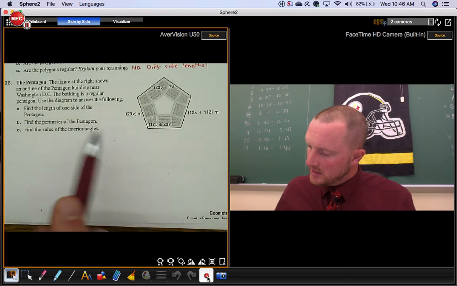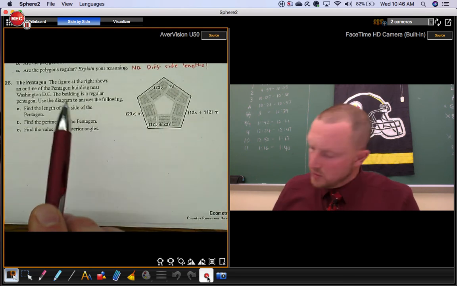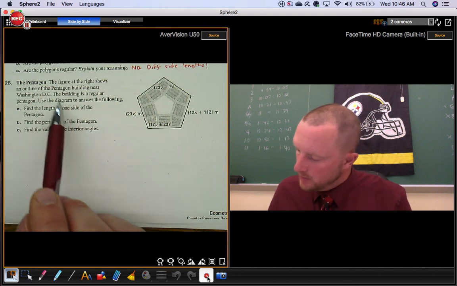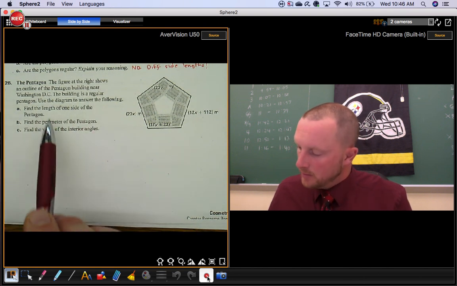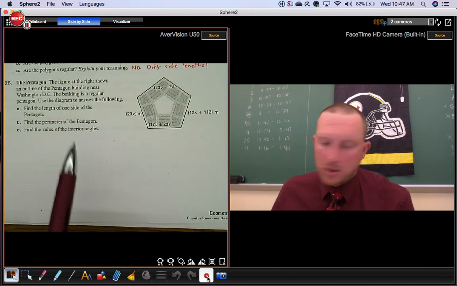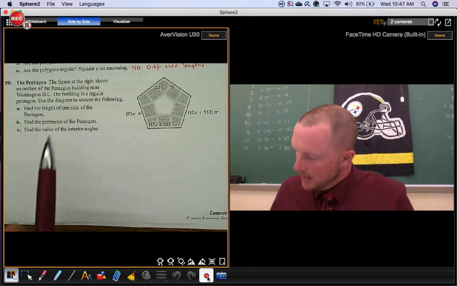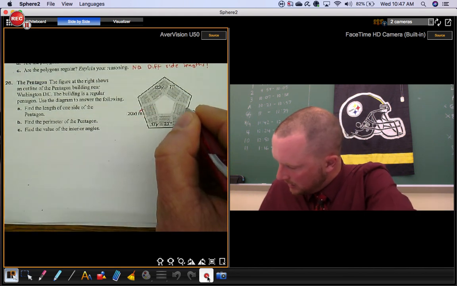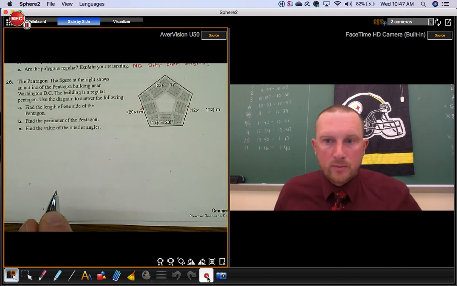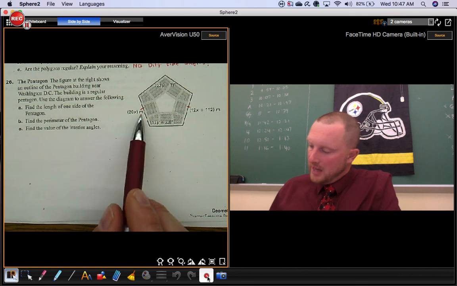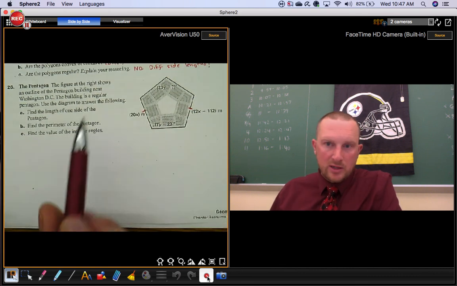Number 26, the figure at the right shows the outline of the Pentagon building that's near Washington, D.C. The building is a regular pentagon. Use the diagram to answer the following questions. So if this is a regular pentagon, what that means is this length and this length are equal. So if we want to find the length of one of those sides, we're going to write an equation just like we did in these other ones above.